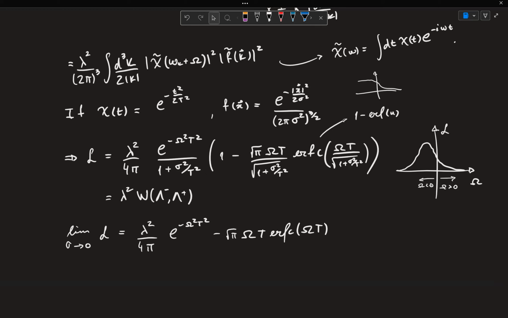I just realized that I missed the term here. Sorry, there's an extra term here. So e to the minus omega squared t squared divided by root 1 plus sigma squared t squared. Sorry about that. This factor is there. But this is basically what you get when you take the limit of sigma going to 0. You can just plug sigma equals 0 up there.